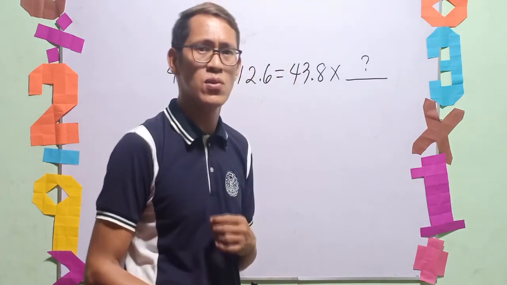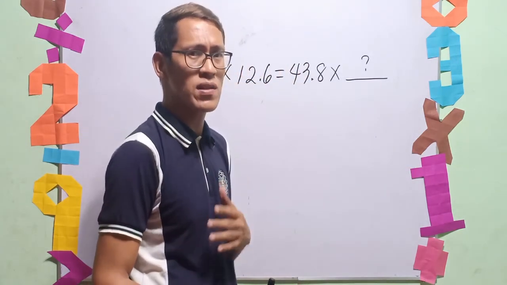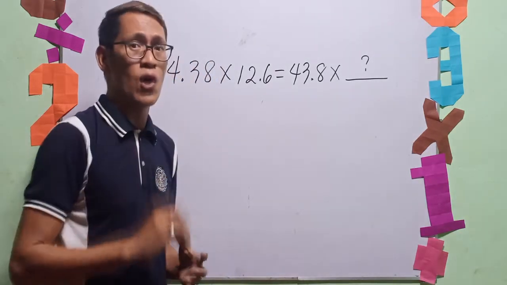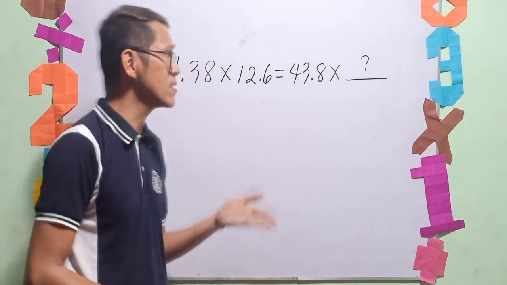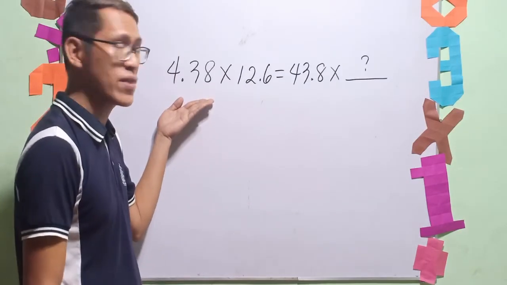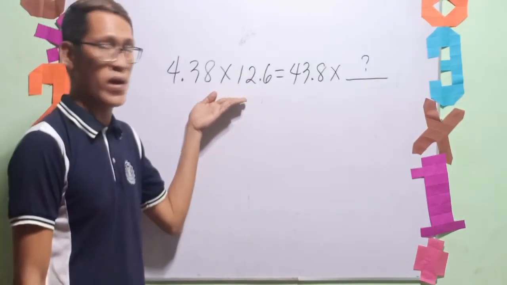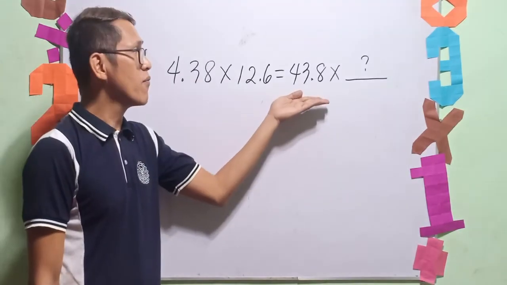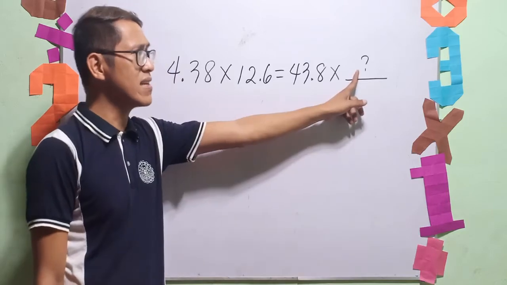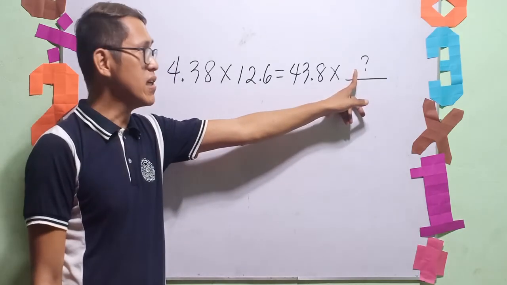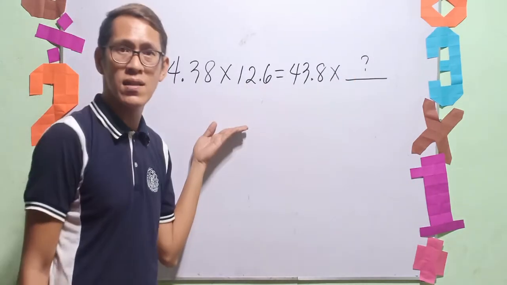Before I end this video, let me give you one challenging problem here. Let's see if you can do this mentally. Actually, you don't need to do the long process, okay? What will you do first? You have to observe first. Look at here, I have 4.38 times 12.6 equals 43.8 times blank. What do you think is the missing number here to make them equal?